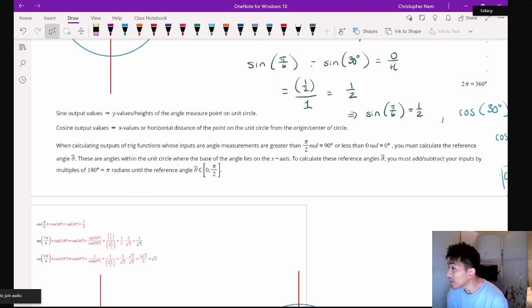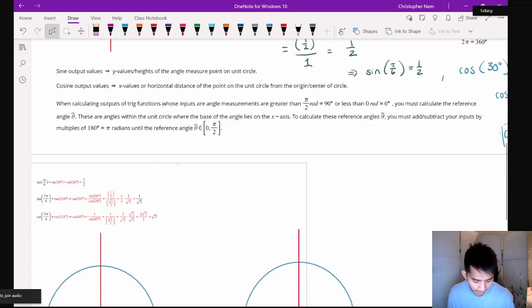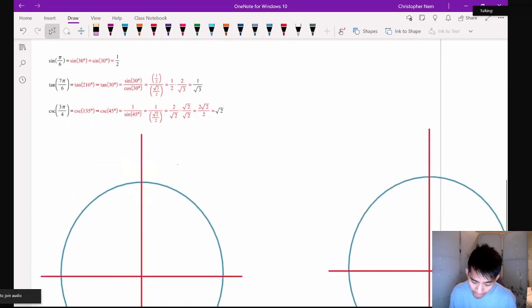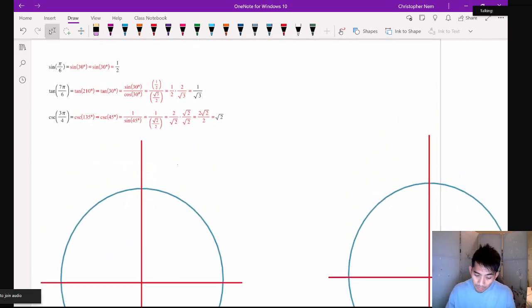You must add or subtract your inputs by multiples of 180 until the reference angle is between 0 and 90 degrees. So let's give an example of that. And over here, there's some work, etc., but I'll show you the main gist. All right, we're going to work with the angle measurement 210.